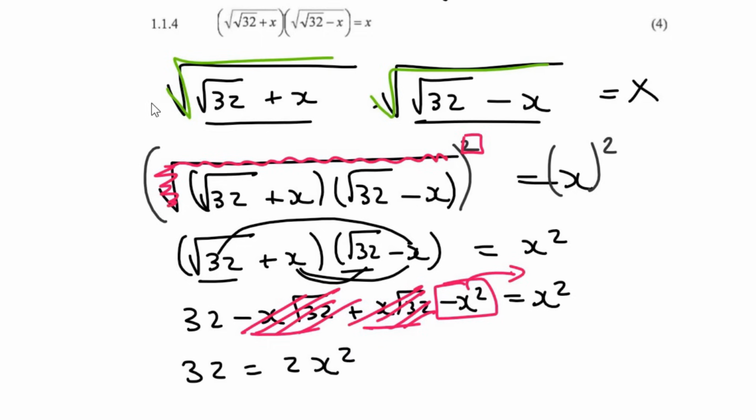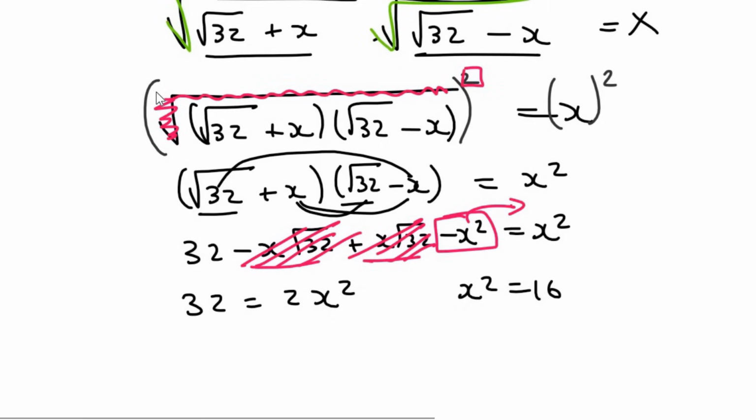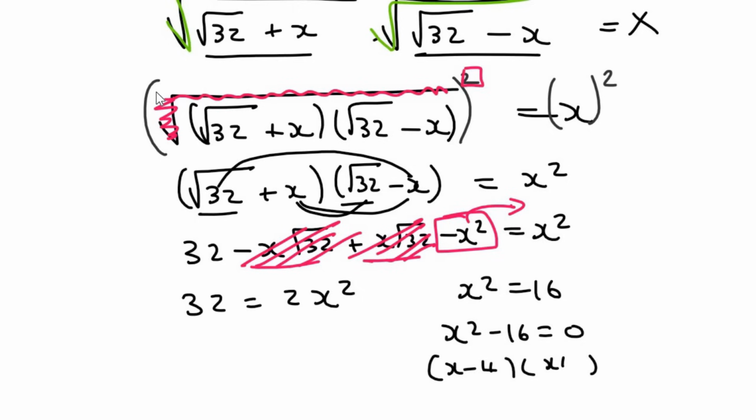I'm then going to divide by 2, and so that's going to give me x squared is equal to 16. And now there's multiple ways to go from here. What some students would do is take the 16 over to the left, where you would realize that this is a difference of squares, and you would factorize that as x minus 4 and x plus 4 is equal to 0. Then your two answers would be x is equal to 4 or x is equal to negative 4.